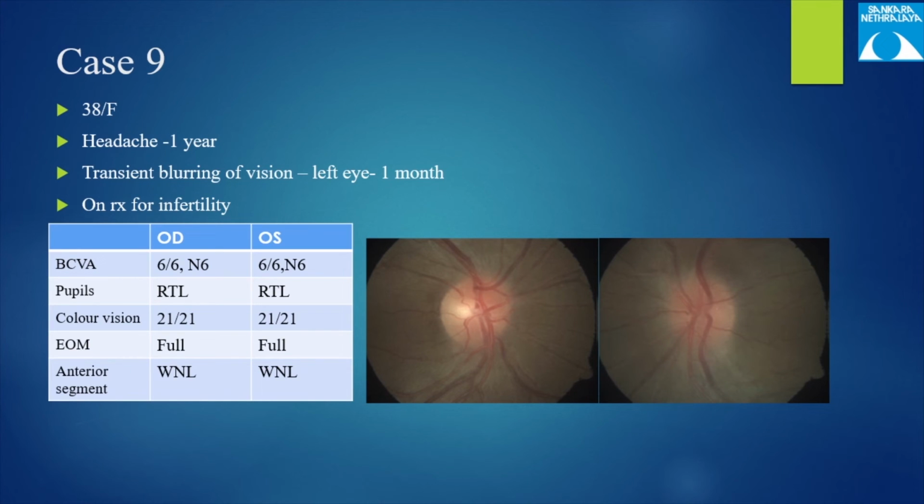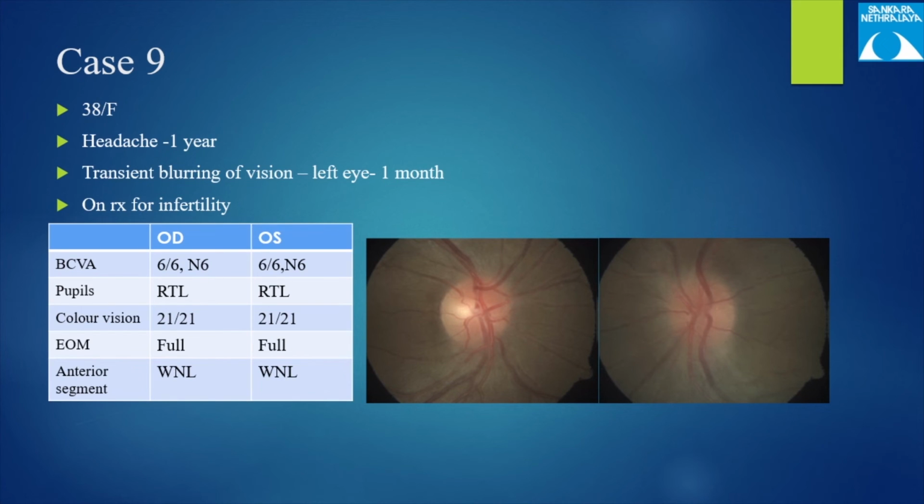Okay, so her ocular findings: vision, color vision, everything was normal. On fundus, if you see the right eye, there's only minimal blurring of the right eye disc margin supranasally. In the left eye, there's early disc edema. So in the setting of a female in the reproductive age group with headache, with TVOs, and on treatment for infertility, what do you think she could be having?